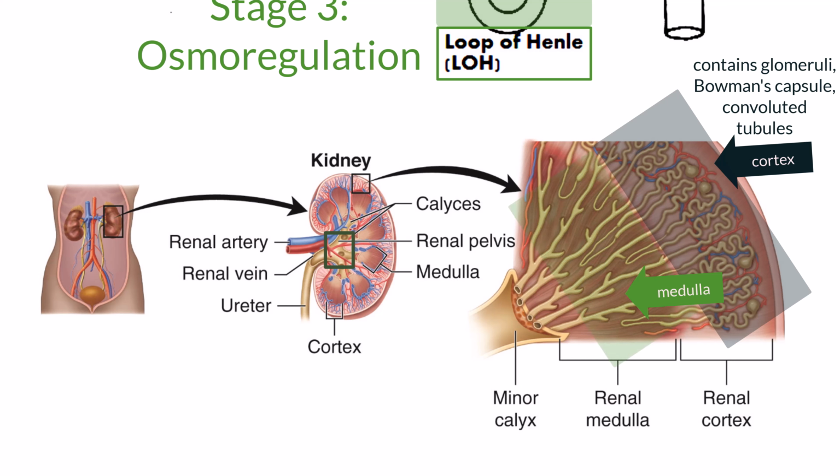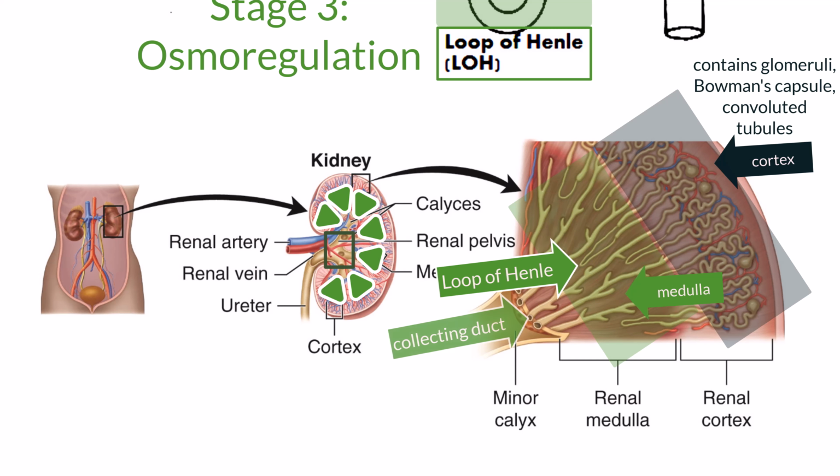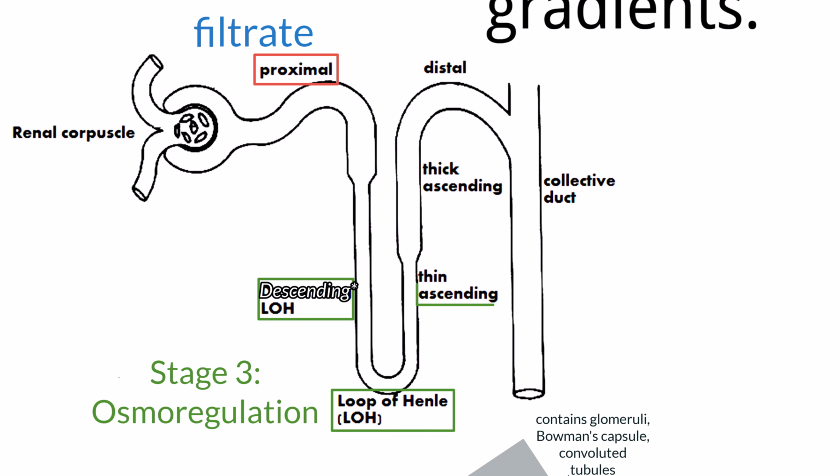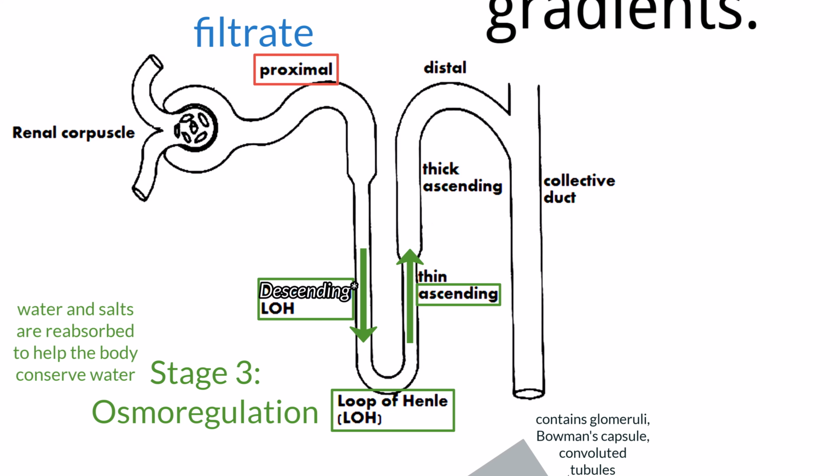The medulla is the inner region of the kidney, arranged in pyramid-shaped structures seen here. This is where the loops of Henle and collecting ducts are found. Within these loops, we have the descending limb and the ascending limb. Descending means to move downward, while ascending means to move upward. It is here in the descending and ascending limbs of the loop of Henle where water and salts are reabsorbed to help the body conserve water.